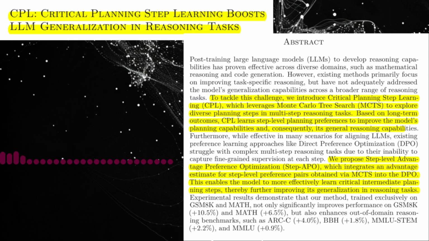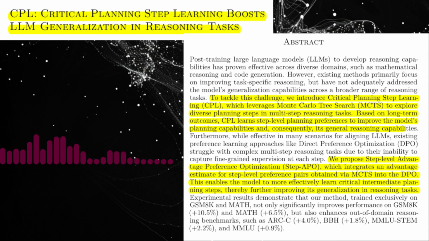That's impressive. Can you elaborate on the specific improvements seen on these out-of-domain tasks? CPL achieved notable gains on ARC-C, BBH, and MMLU-STEM, outperforming baselines and even surpassing the performance of AlphaMath, which was trained on the same datasets using a different approach. This highlights the effectiveness of CPL in enhancing LLM generalization across diverse reasoning tasks.